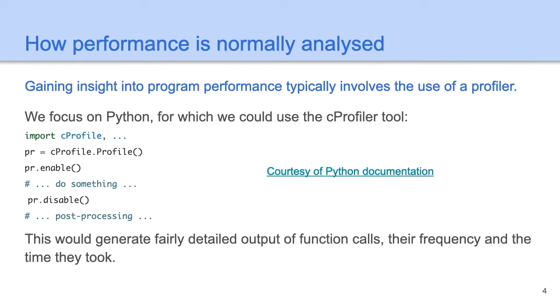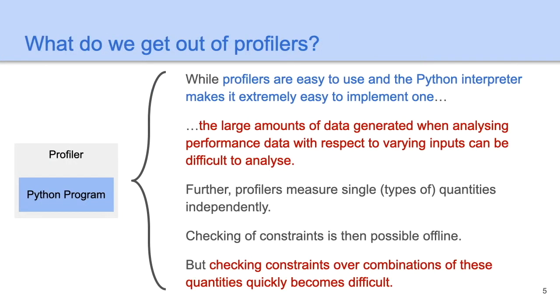So we'll begin by thinking about the problem of gaining insight into the performance of a program. This typically involves the use of a profiler. In this case, we focus on Python, for which we could use the cProfile tool. In this example taken from the documentation, we import the cProfile library, we instantiate something from it, and then we use these enable and disable methods. These enable tracing, which is a facility provided by the Python interpreter. And this would generate fairly detailed output of function calls, their frequency, and the time they took, which would be very useful.